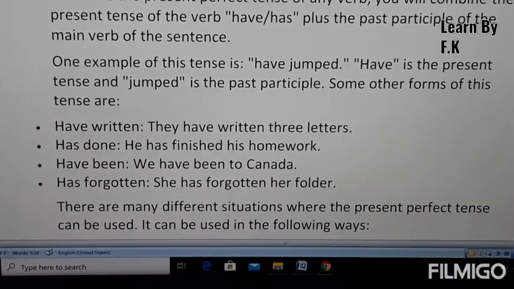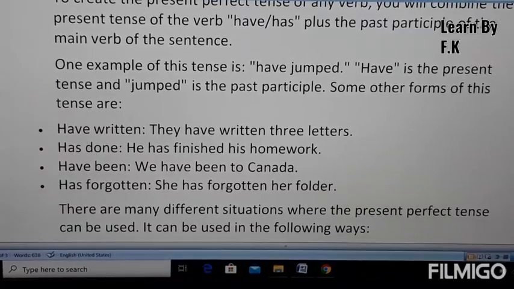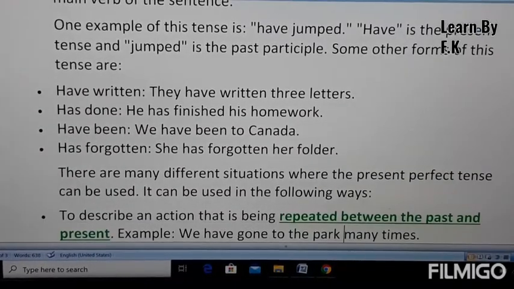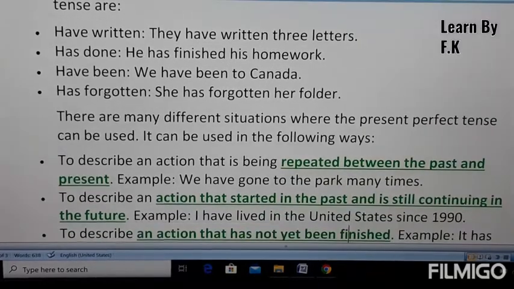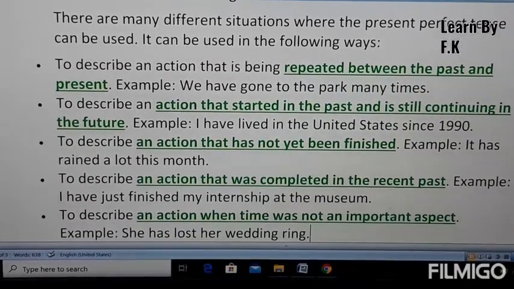Has forgotten. She has forgotten her folder. So these are the examples of present perfect tenses. There are many different situations where the present perfect tense can be used. It can be used in the following ways.